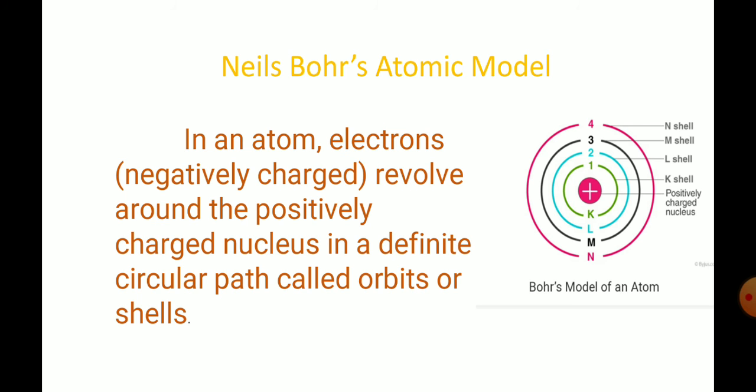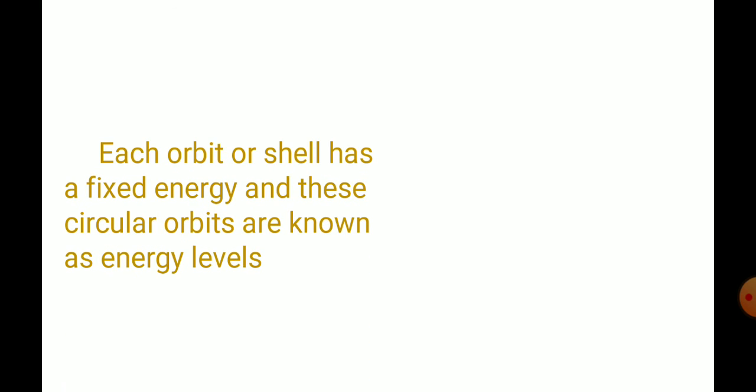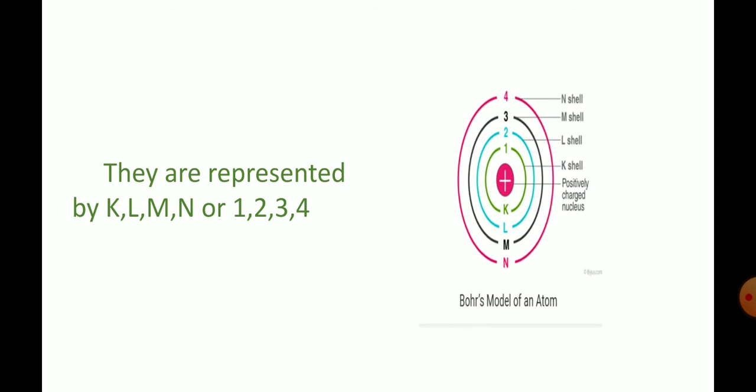Let me tell you one more time what are the things we have seen so far. What was the first postulate we have seen? Postulate number 1 is, in an atom, the negatively charged electrons are revolving around the positively charged nucleus in a certain path, and those paths are called orbits or shells. Then the second postulate is, each orbit can also be called an energy level because of possessing a particular energy. Then thirdly, the representation we have seen. The energy levels can be represented either by K, L, M, N or 1, 2, 3, 4.